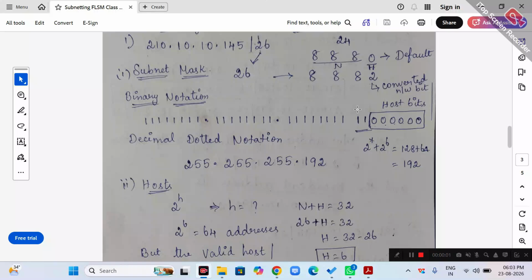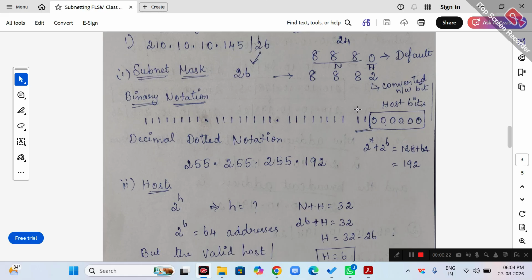Give one example for subnetting using class C. In the previous video, we learned what is meant by subnetting and the types of subnetting that we discussed. The types of subnetting are FLSM and VLSM. FLSM is fixed length subnet mask and VLSM is variable length subnet mask.